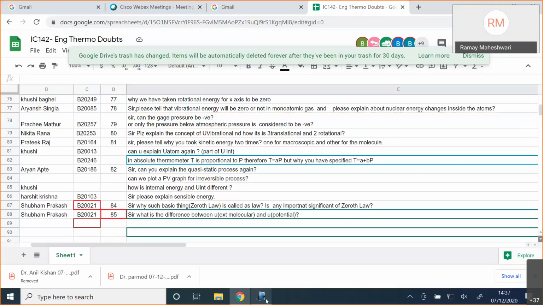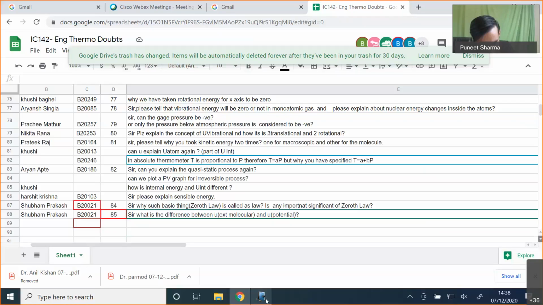The next question is, how is internal energy and U internal different? So U internal molecule is nothing but one contribution which is actually giving rise to the total internal energy of the system. Is this point clear? Sir, so basically U internal is a component of internal energy. Yes, that's a component of internal energy.